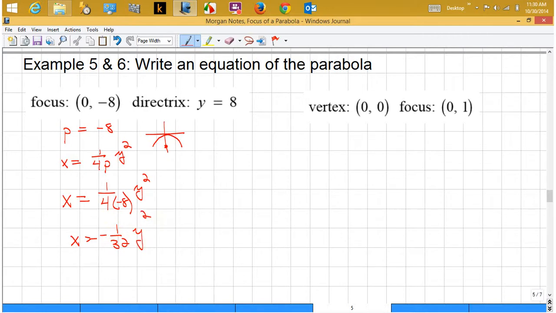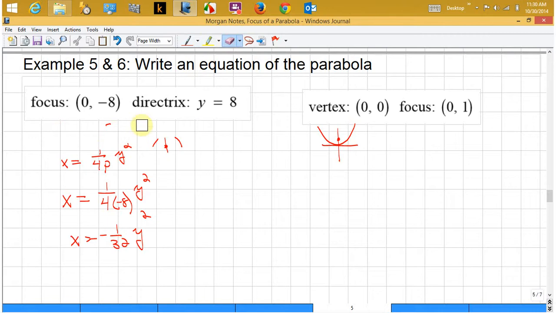Okay, let's look at the next one over here. The focus is 0, 1. So that's going to be a parabola where the focus is 0, 1. The focus will be up here, so it's going to be opening upward. Wait, this last one I did wrong. Hang on. Let's redo.